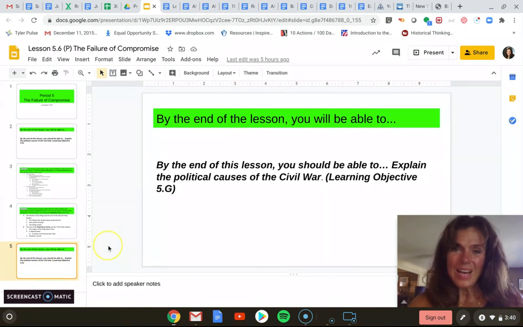So I hope by now you are able to explain the political causes, how the Kansas-Nebraska Act, how the Dred Scott decision, and how the decline of the second party system and the rise of the Republican Party leads to the Civil War in 1861.